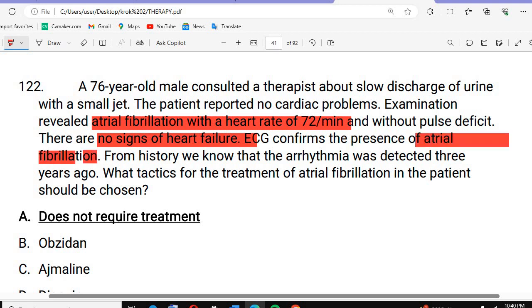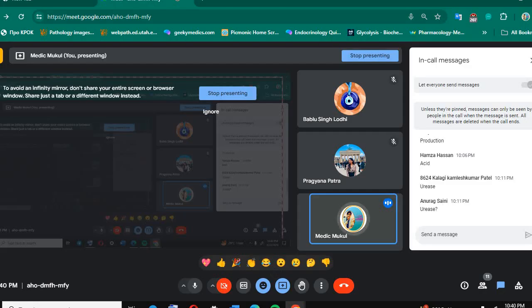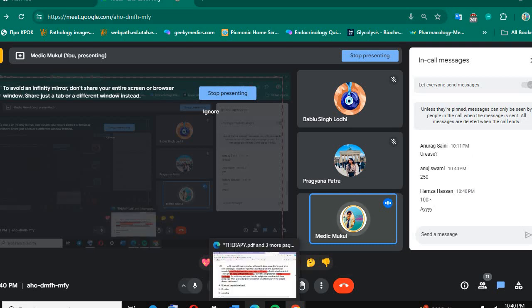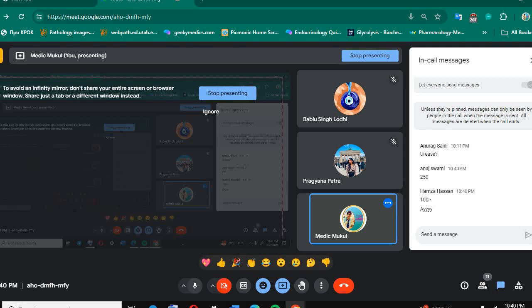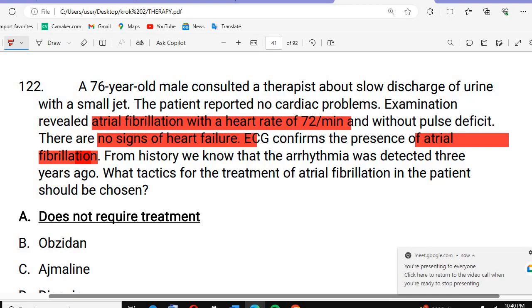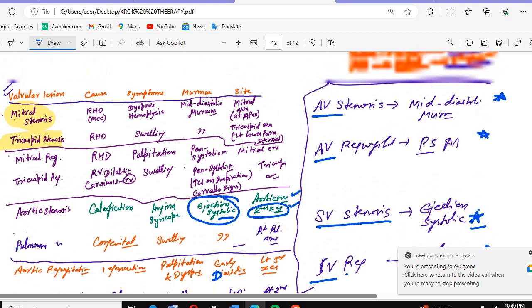So who will tell me what heart rate you see in case of atrial fibrillation? What heart rate have we seen? That is 250, 100 plus. Okay, we have discussed everything. Which one is correct? 250, 100 plus. Tell me the exact thing I told you.